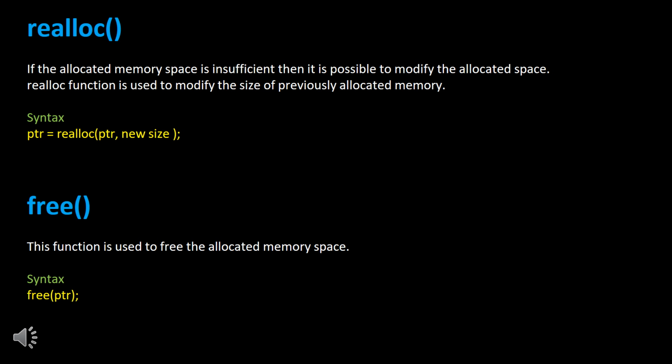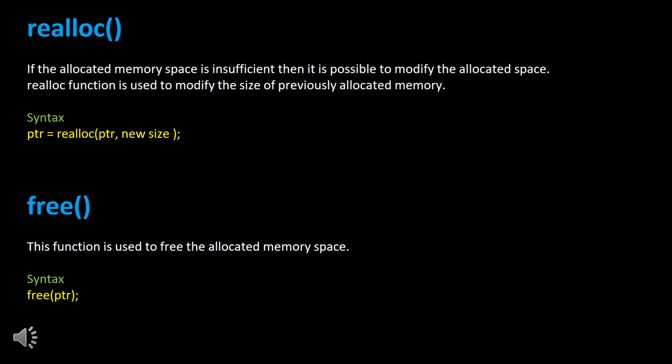Finally, the free function is used to release the memory allocated dynamically. Any memory allocated using malloc, calloc, or realloc must be explicitly freed to prevent memory leaks, which can degrade system performance over time. The syntax is straightforward: free(ptr), for example, free(p).